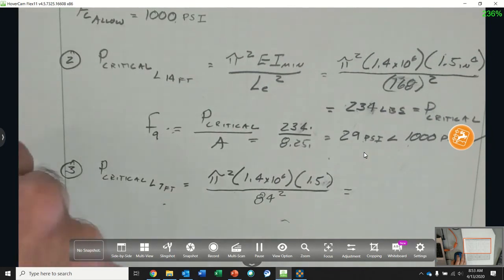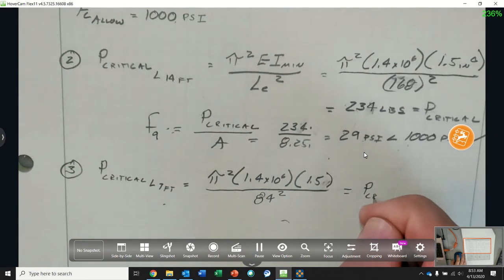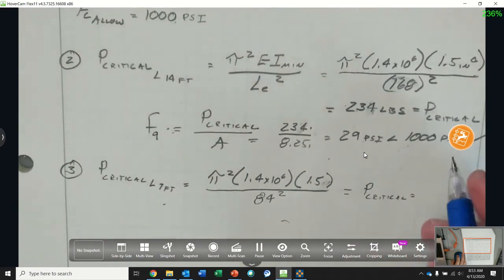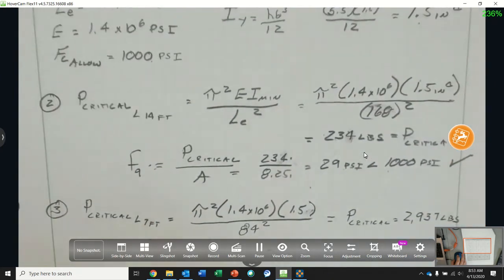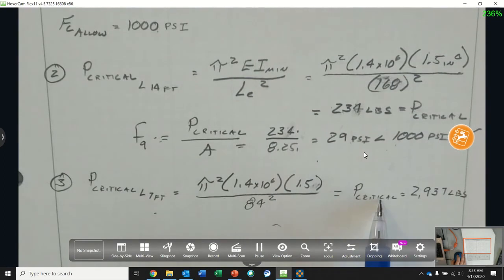So now my P critical, look at this, equals 2,937 pounds. So as you can see, from a 14-foot length to a 7-foot length, see how much more I can increase my load for buckling? That's pretty amazing, isn't it?